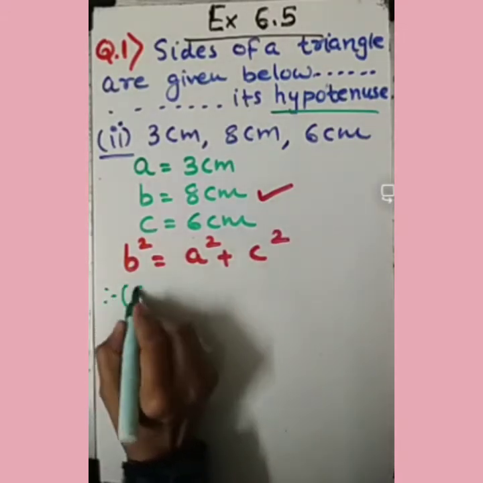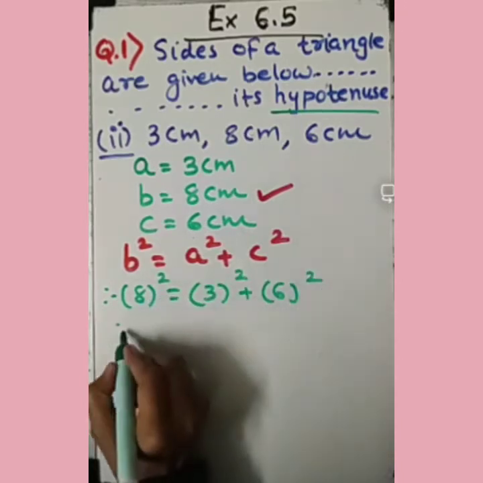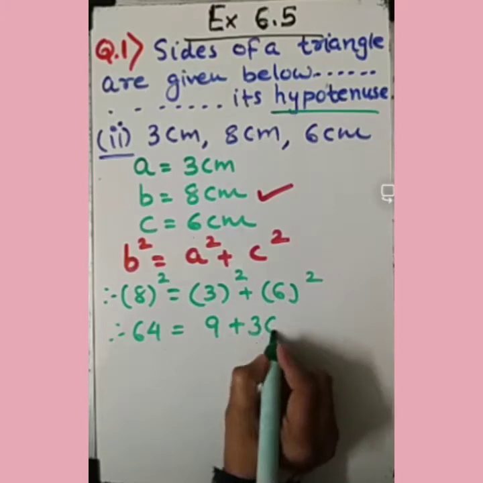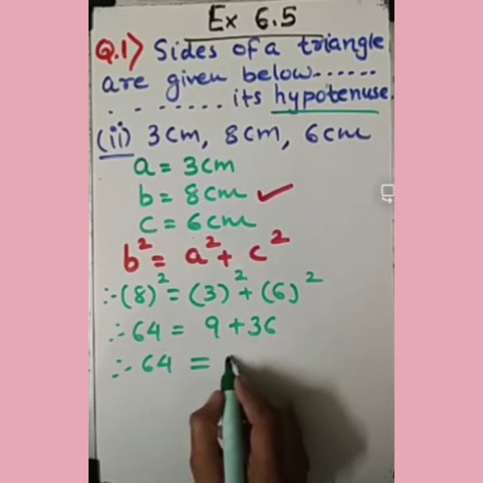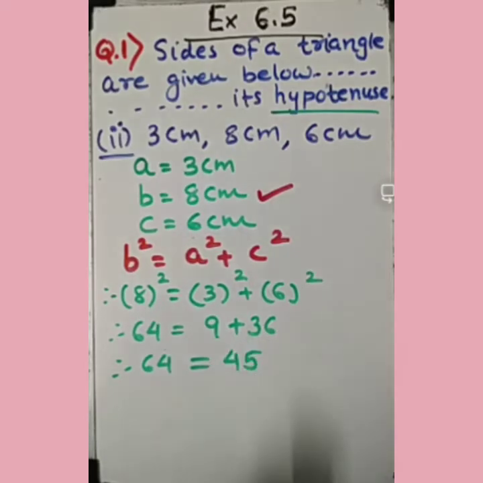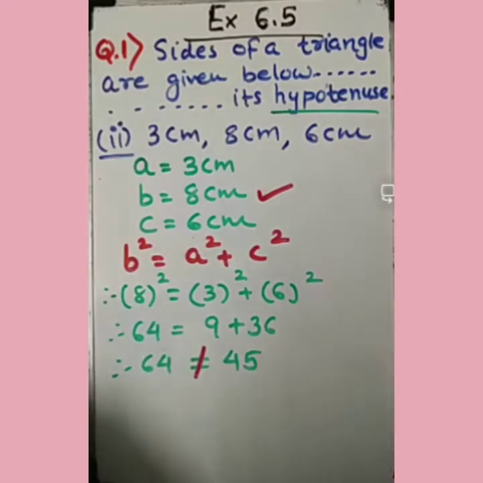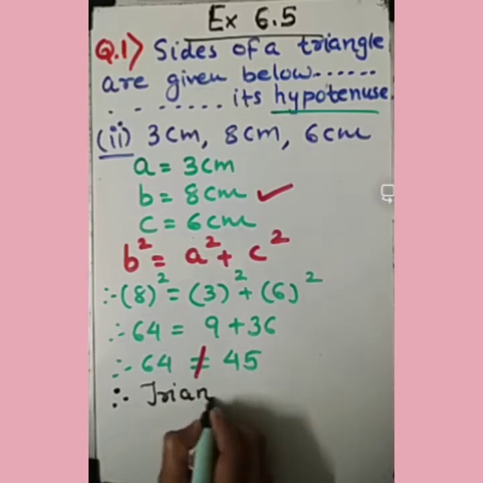So here, 8 square, 3 square plus 6 square. 8 square is 64, 9, and of course this is 36. 64. Now you see 36 plus 9 gives the result 45. Are both the sides similar? No, it is not coming similar. So we need to come to the conclusion that the sides of the given triangle do not form a right angle triangle.